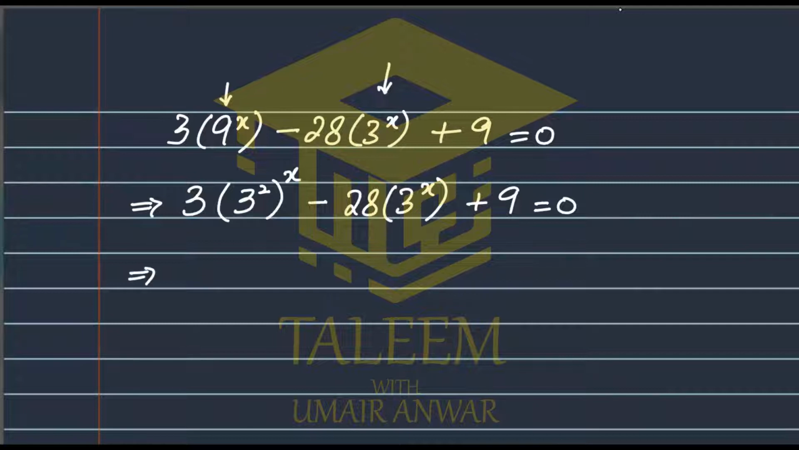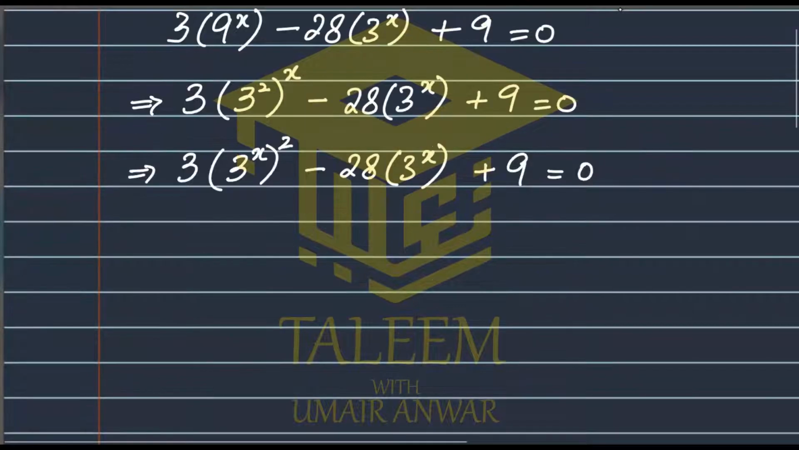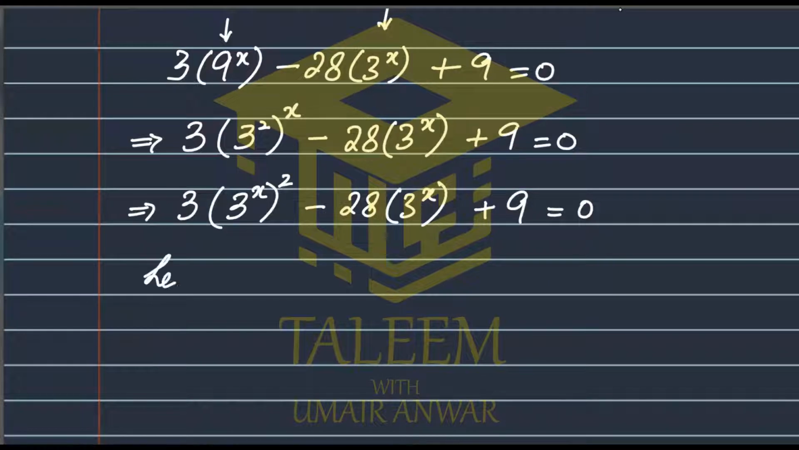Now in the next step, I'm rearranging the powers. So I'm writing the power of x on 3 and then the square outside the bracket, and then we have minus 28 times 3 raised to x plus 9 is equal to 0. Now if we go for substitution and assumption, then that would be easier.